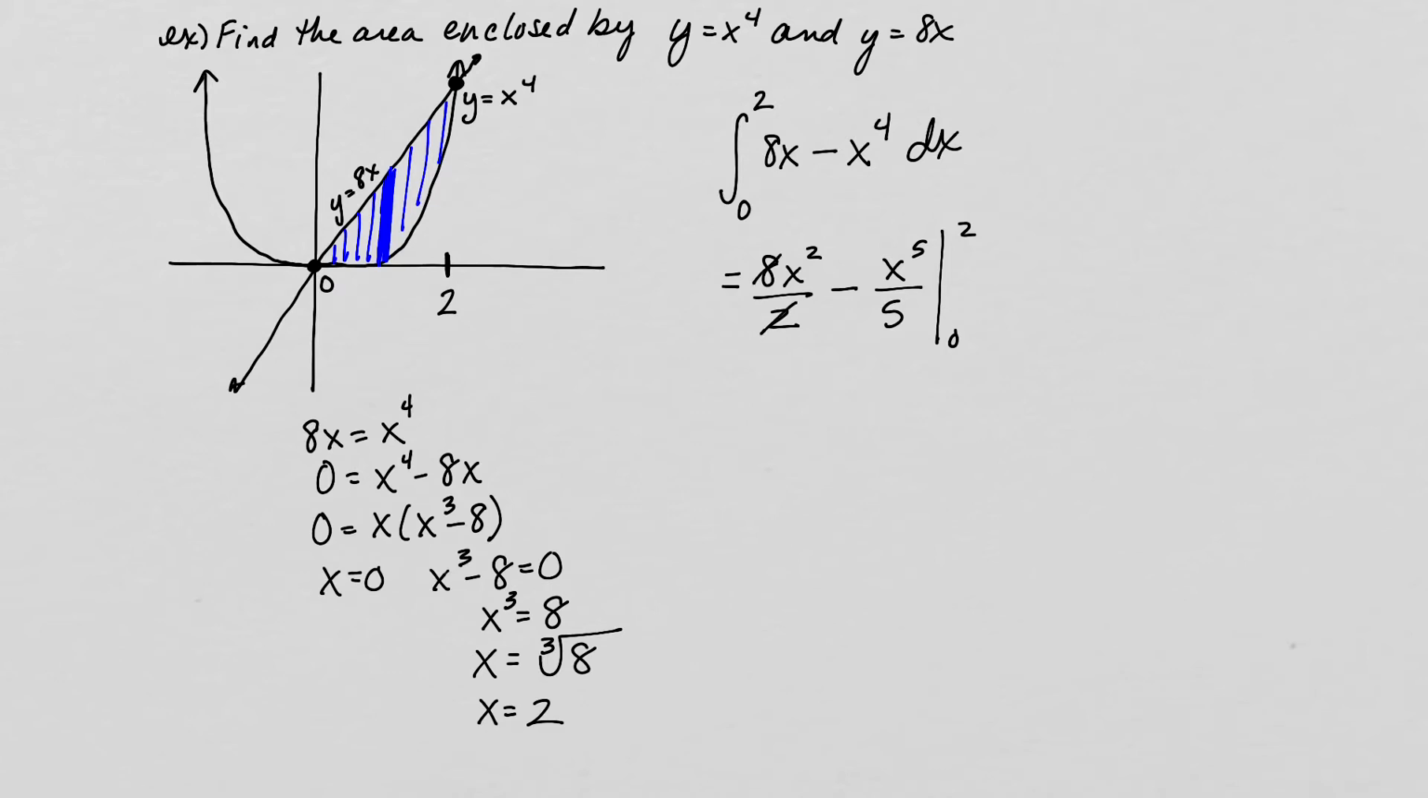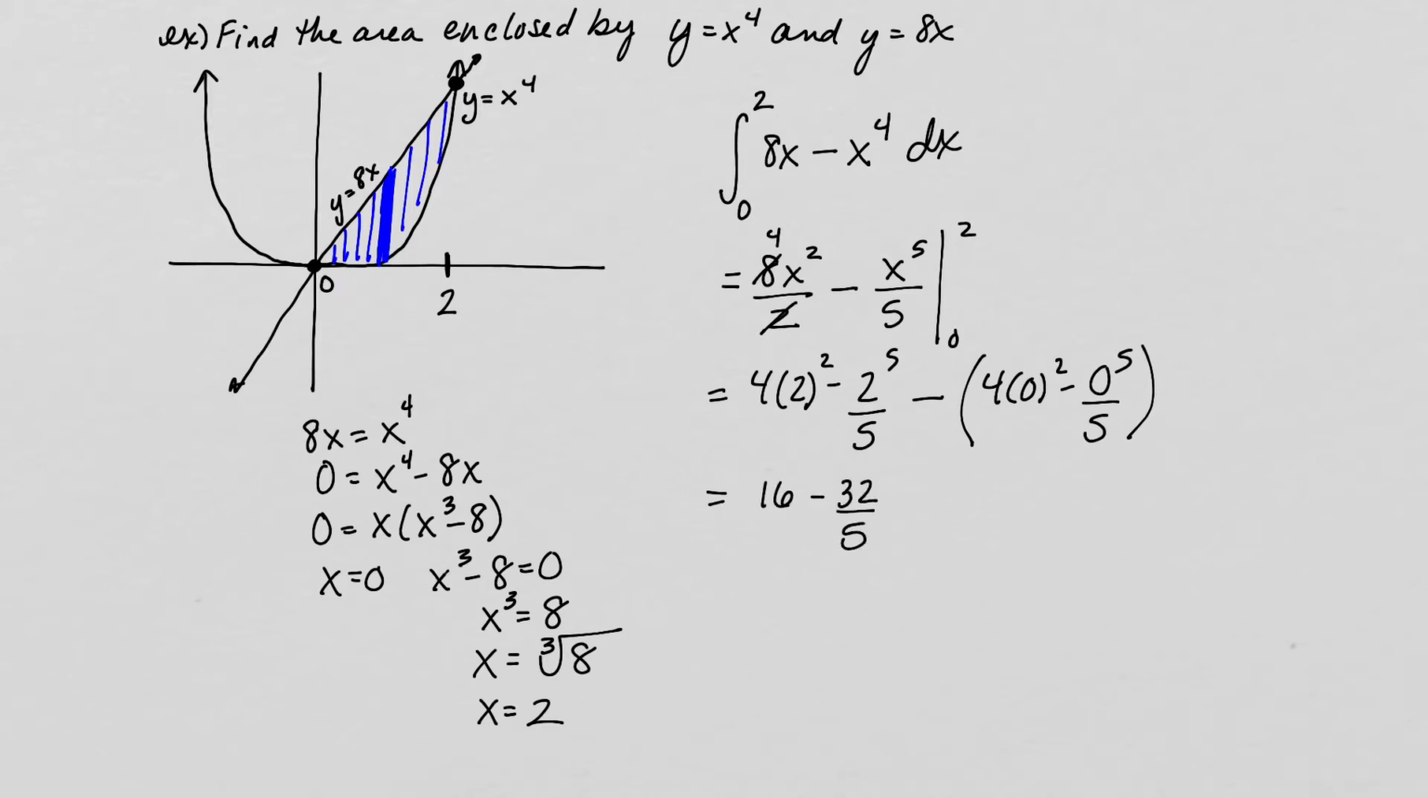So yeah, this cancels, gives us a 4. So we have 4 times 2 squared minus 2 to the 5th over 5 minus 4 times 0 squared minus 0 to the 5th over 5. So we end up with 16 minus 32 over 5. And if you do that subtraction, you would end up with 48/5. So the area between those two curves is 48/5, whatever unit, right now we just have these functions. So it's just units squared.